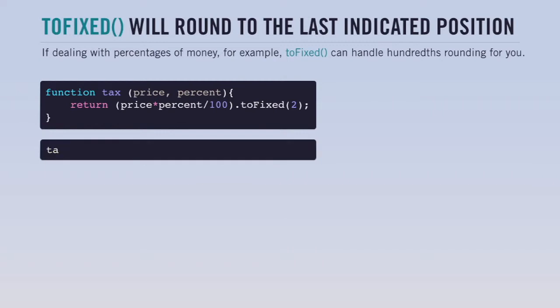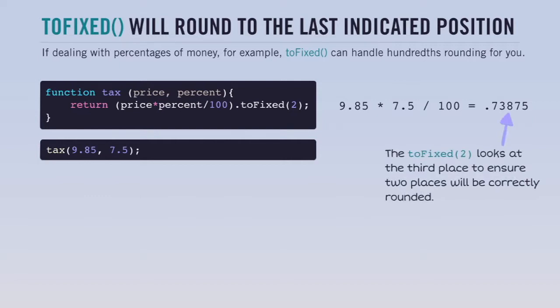You can see here if we called the tax method on $9.85 as well as with a 7.5% tax rate, what happens on the inside is we get $9.85 times 7.5 divided by 100, but that's going to give us 0.73875. Now, our toFixed with 2 in it is going to look at the third place to ensure 2 places will be correctly rounded, and since 8 is greater than 5, the 3 will increase to 4, and we'll get 0.74. But, look, that's a string. What can we do about that? How are we going to use a string numerically if we wanted to do other operations?